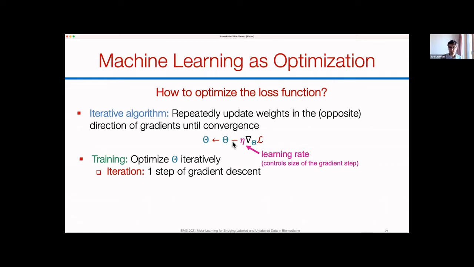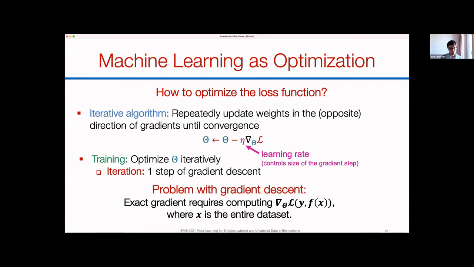So at the training time, we are going to optimize this theta, the model parameters, iteratively. In one iteration, we are going to do one step of gradient descent. And the problem with traditional gradient descent is that computing gradient requires evaluating the derivatives of all the data points in your training data set. And if the training data set is large, then this might be very expensive.